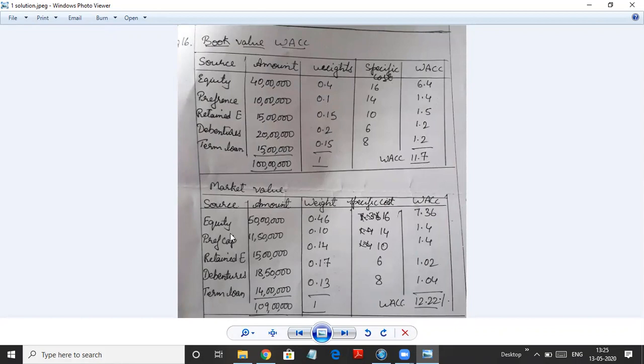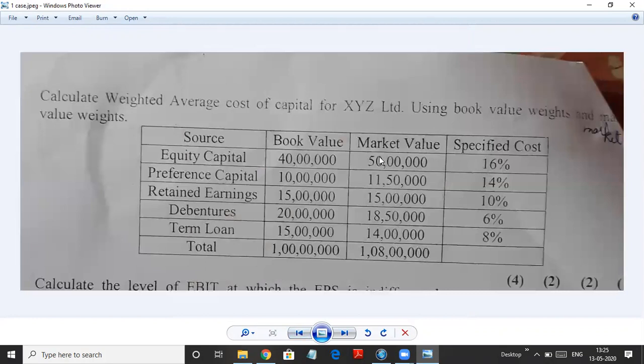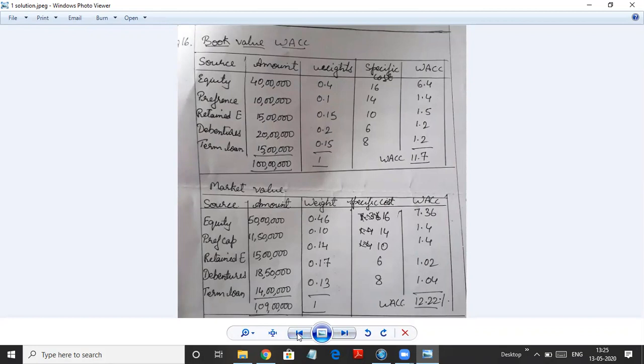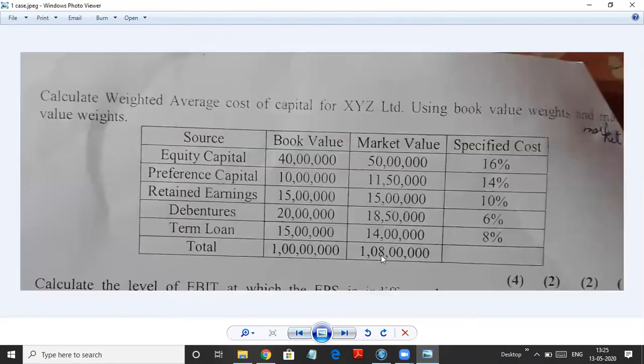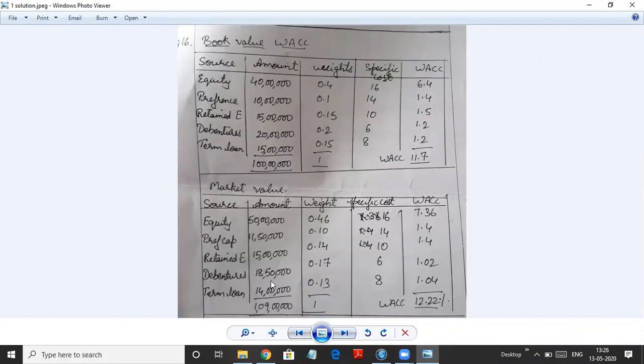Now let's do it for market value. The similar method we use. We write the source, we write the market values now. So this column, if you see, 50 lakh, 11 lakh, 50,000. So you've written the market values and the total. The total here is 1 crore 8 lakh, but if you add it, it's coming to 1 crore 9 lakh. So that was the mistake. It's 1 crore 9 lakh. So the total is 1 crore 9 lakh.